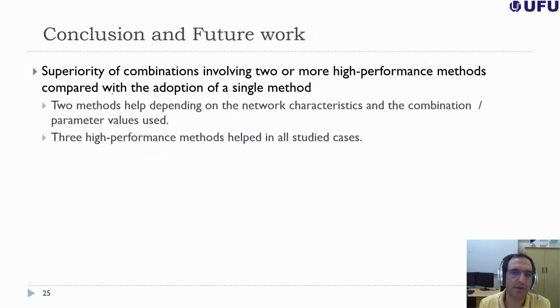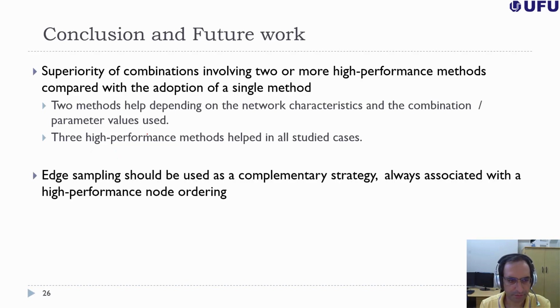Conclusion and future works. In our paper, we demonstrated the superiority of combinations involving two or more high-performance methods compared with the adoption of a single method. Whether two methods help depends on the network characteristics and the combination parameter values used. Three high-performance methods help in all studied cases. In this presentation, I just show one case. In the paper, we have another network which uses the three high-performance methods.